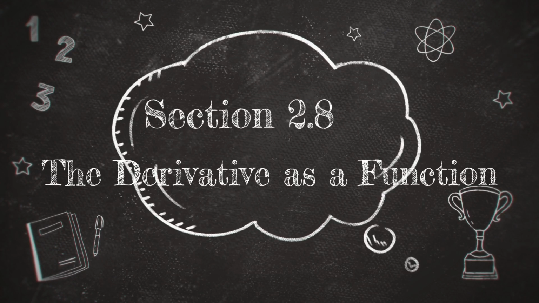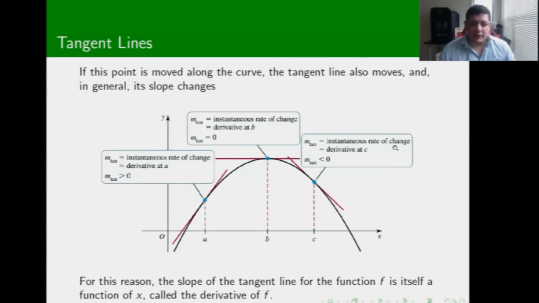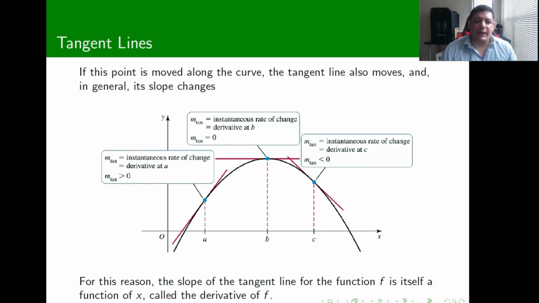The derivative as a function. When we consider a function and the tangent lines moving along it, we notice that the slope changes. As an example, if the instantaneous rate of change is positive at a certain point, you're going to see that the tangent line has this type of behavior.